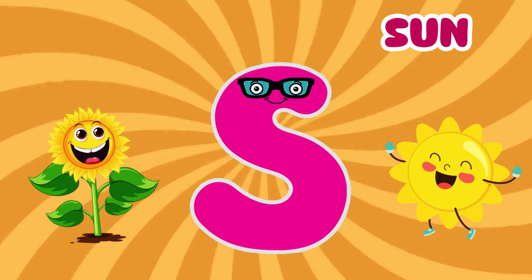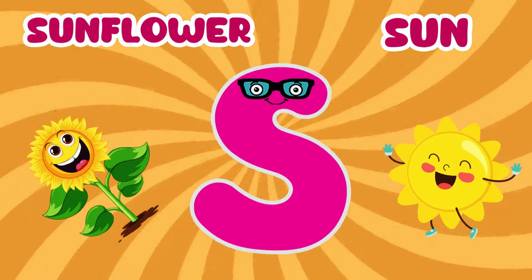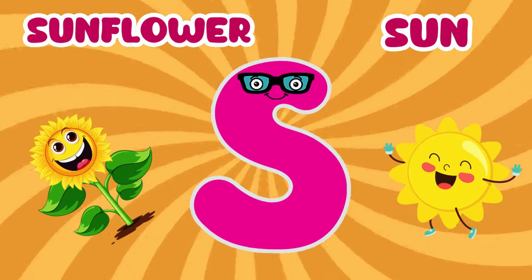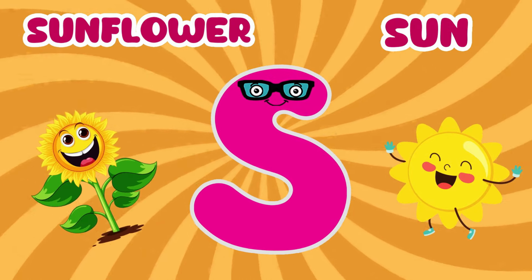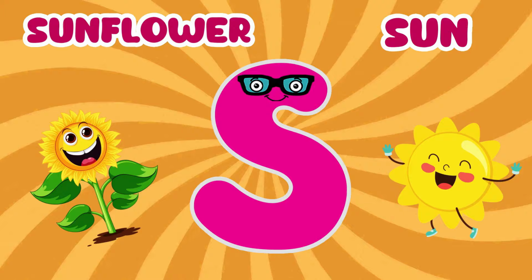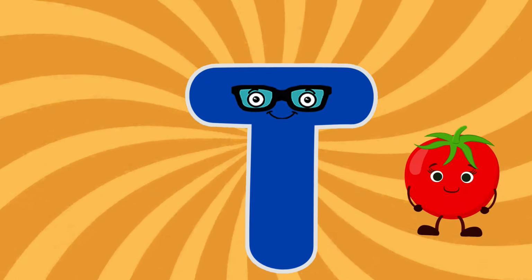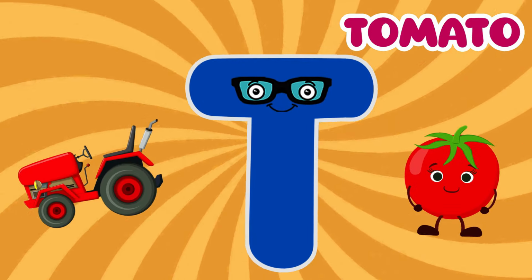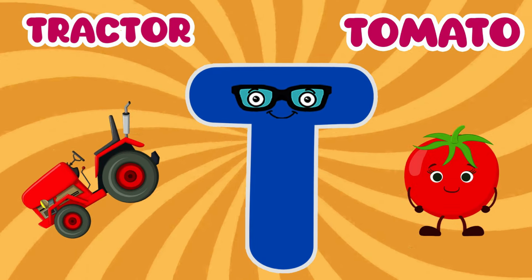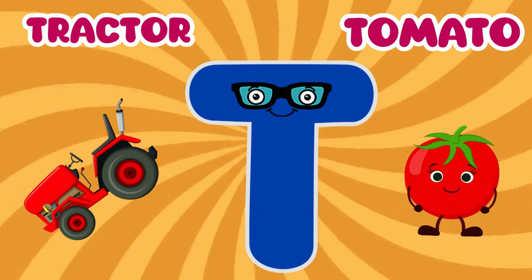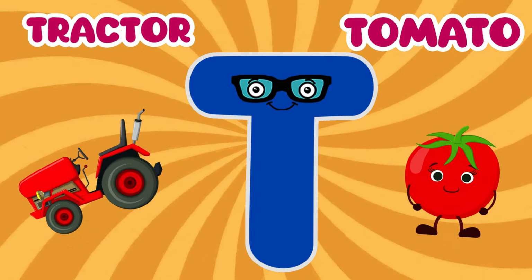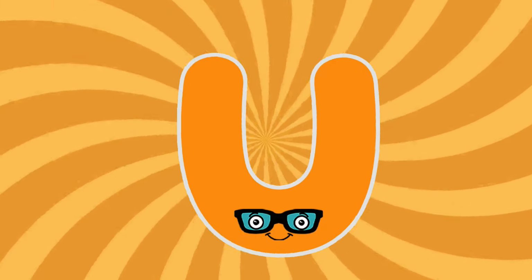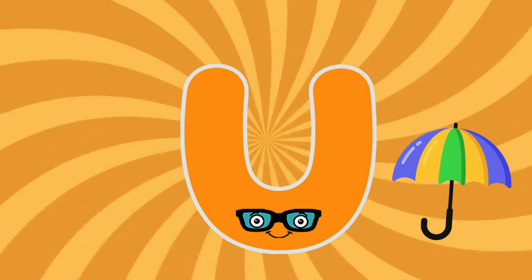S is for sun. S is for sunflower. T is for tomato. T is for tractor. T is for tomato. T is for tractor.